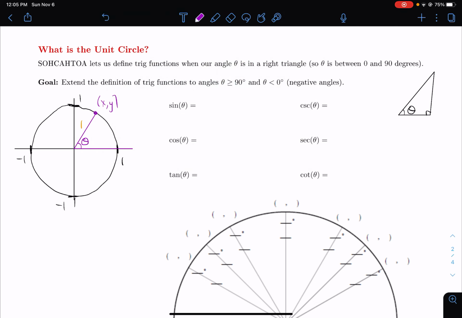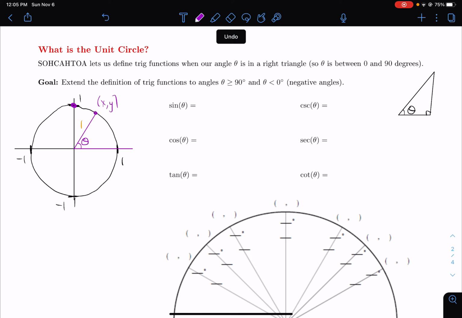Okay, so theta here could be, if my point was like up here, I would be measuring a 90-degree angle from the positive x-axis. But it could go even bigger than that. Like if my point was somewhere over here, then we'd be talking about an angle that's bigger than 90 degrees.